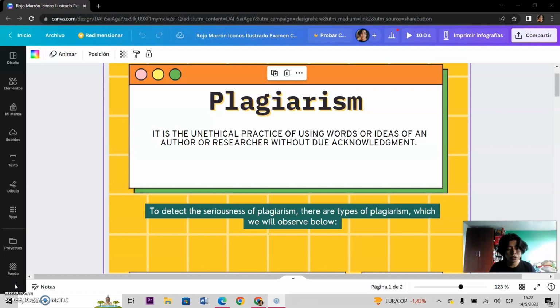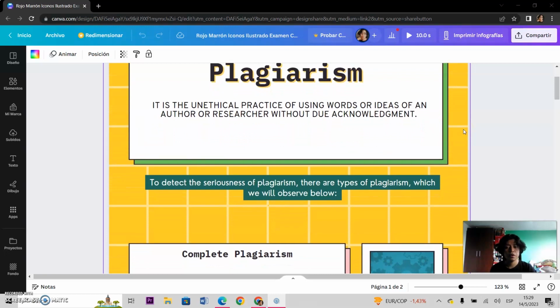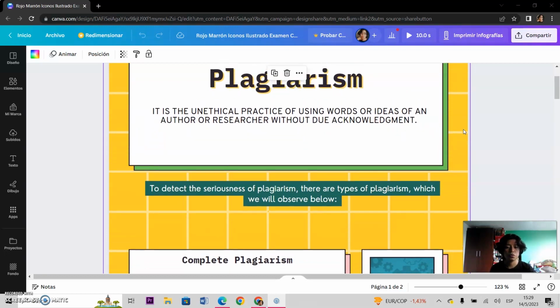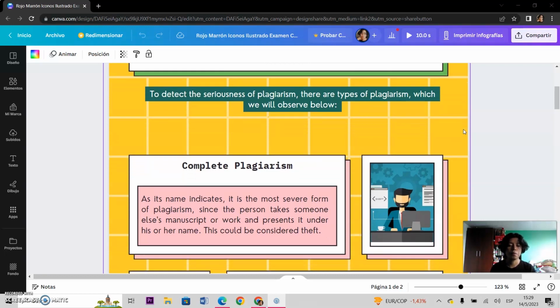In this occasion I'm going to explain the meaning of plagiarism and what types of plagiarism exist. I'm going to start with the meaning of plagiarism. Plagiarism is the unethical practice of using words or ideas of an author or researcher without due acknowledgement. To detect the seriousness of plagiarism, there are types of plagiarism, which we will observe below.